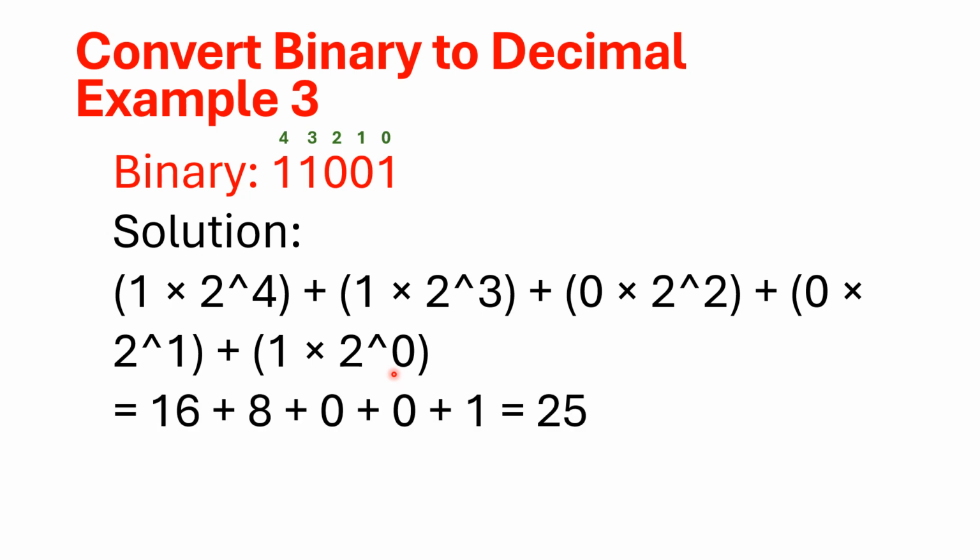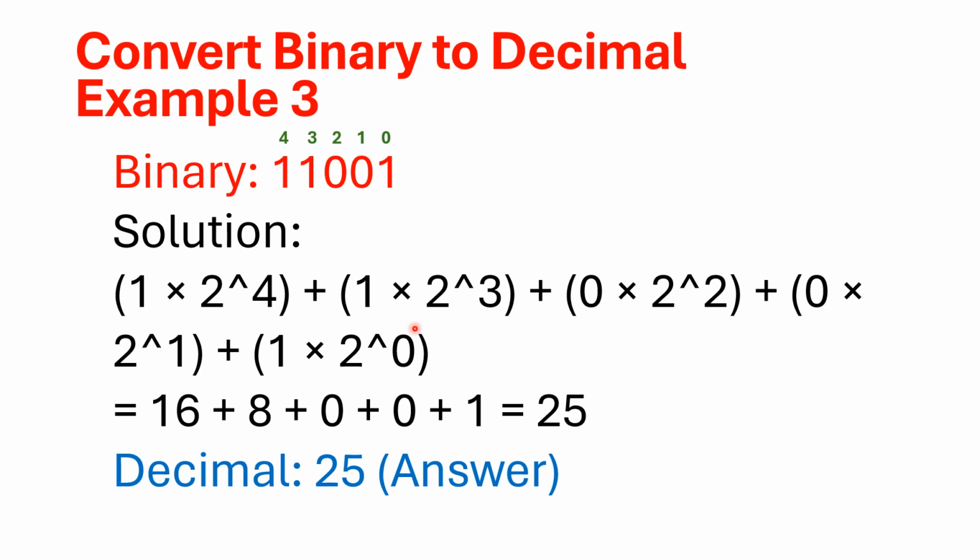2 power 4 is equal to 16, and 16 multiplied by 1 is 16. 2 power 3 is equal to 8, and 8 multiplied by 1 is 8. 2 power 2 is 4, but 4 multiplied by 0 is 0. 2 power 1 is equal to 2, and 2 multiplied by 0 is 0. 2 power 0 is equal to 1, and 1 multiplied by 1 is equal to 1. Now 16 plus 8 is 24, plus 1 is 25. So we can say that binary 11001 is equal to 25.